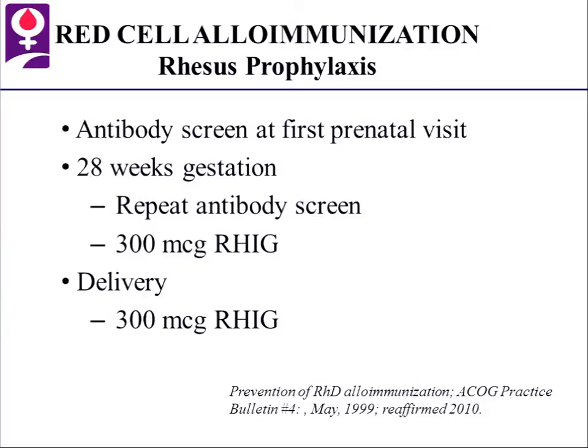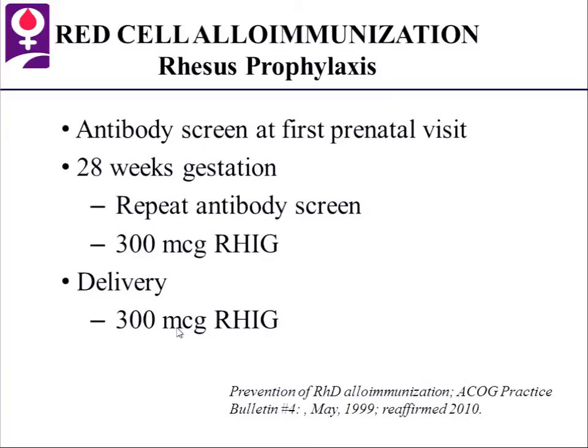The standard in the U.S., at least, based on the American College of OB/GYN, is to get an antibody screen at the first prenatal visit in all patients, not just Rh negative patients. But if they're Rh negative at 28 weeks, repeat their antibody screen, and then give them a standardized dose of rhesus immune globulin, and then at delivery they get a second dose. So 2 doses, one at 28 weeks to prevent antenatal sensitization, and then one at delivery.